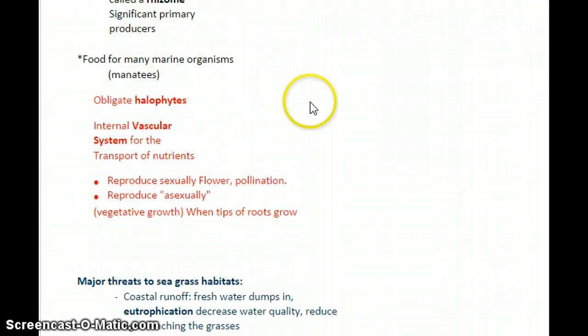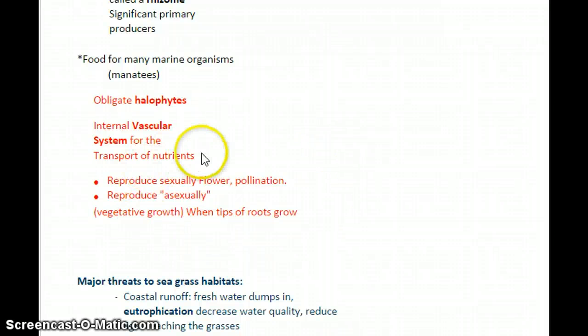They're also important food for a lot of marine organisms. Manatees in particular love to graze on seagrasses. They provide a home for a lot of other organisms as well. Seagrasses are also obligate halophytes. So if you remember this term from last week, halophyte means they are salt lovers. So you cannot transplant a seagrass into fresh water and expect it to live. They need to be in salt water.